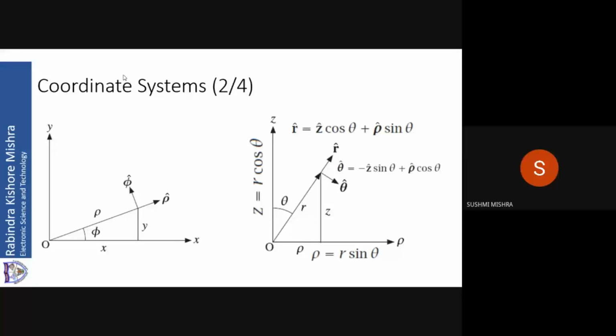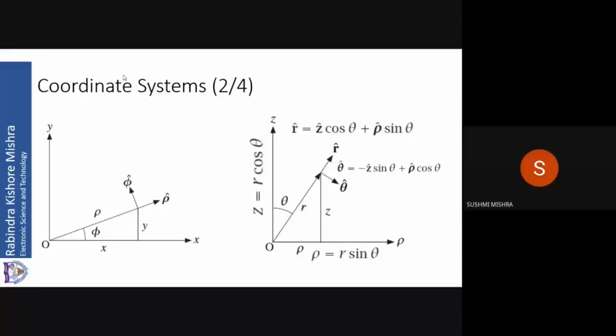Then I will get theta cap. What will be theta cap? Theta cap will be minus Z cap sin theta plus rho cap cos theta. From where do I get this? Look at the direction of the theta cap. It is towards the rho axis from the Z axis. So since it is towards the rho axis from the Z axis, its component along the Z axis will be in the negative direction. Therefore, minus Z cap sin theta. Then along the rho axis, it will have rho cap cos theta.